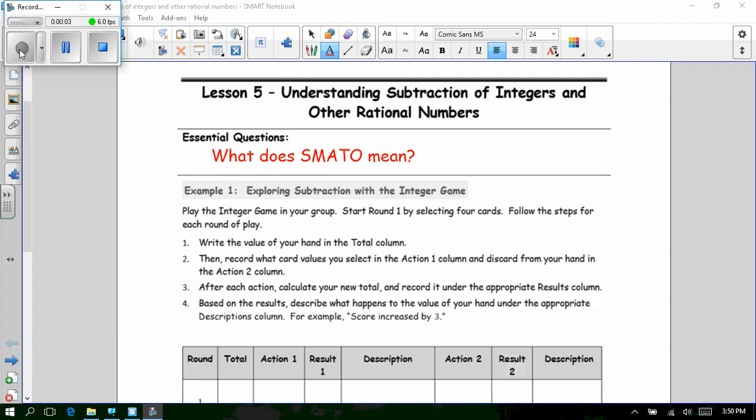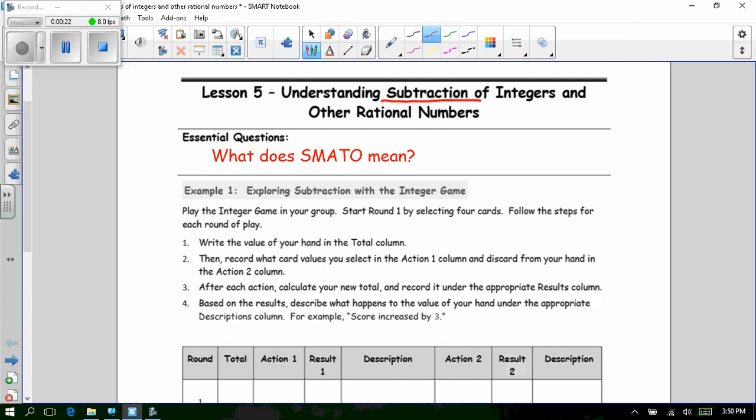Hello, it's Mrs. Hoekstra, Module 2, Lesson 5, Understanding Subtraction of Integers and Other Rational Numbers. So we're going from addition now into subtraction. Woohoo! How in the world does that change anything?